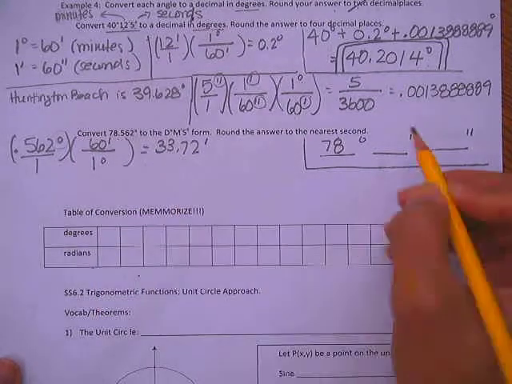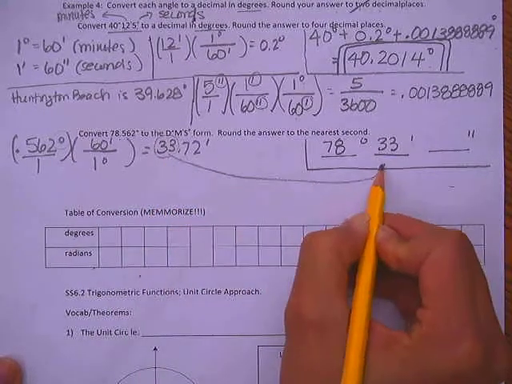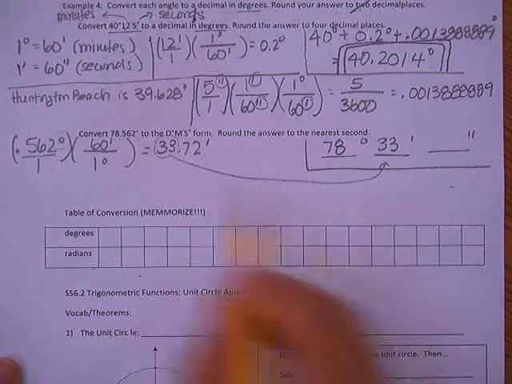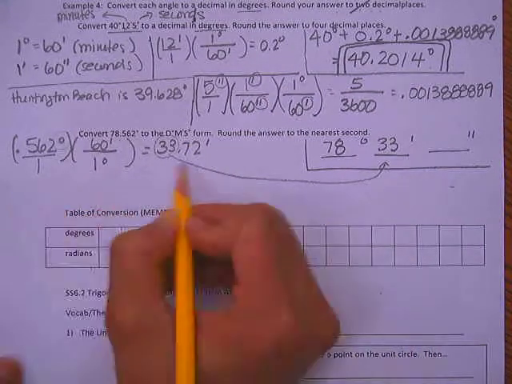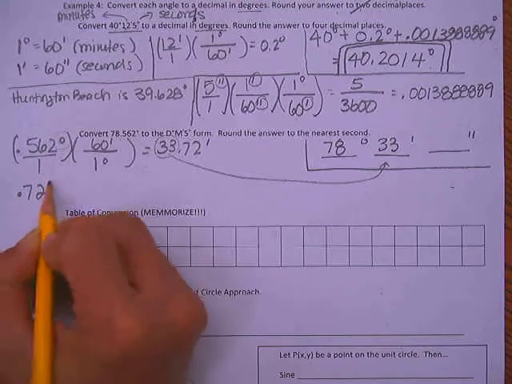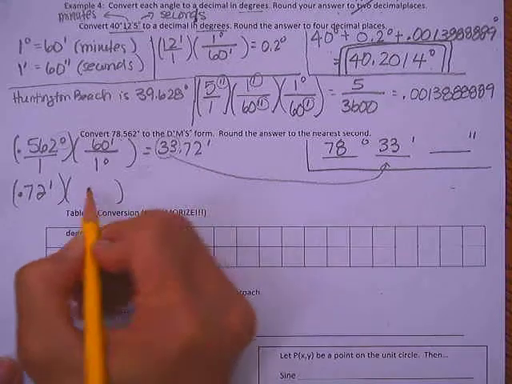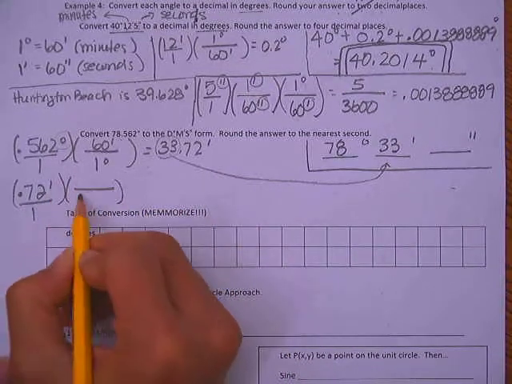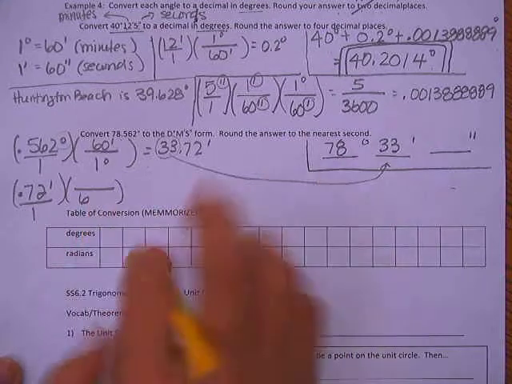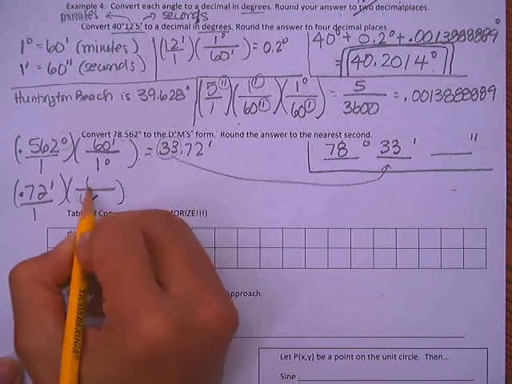So currently this comes out to be 33. That's your whole number. You take your whole number and you put it here. 33 minutes. So now I still have 0.72 of a minute left. So this is going to go 0.72 of a minute. And I need to convert that to seconds. Well, again, make that into a fraction. I need to get rid of my minutes. 1 minute equals 60 seconds.